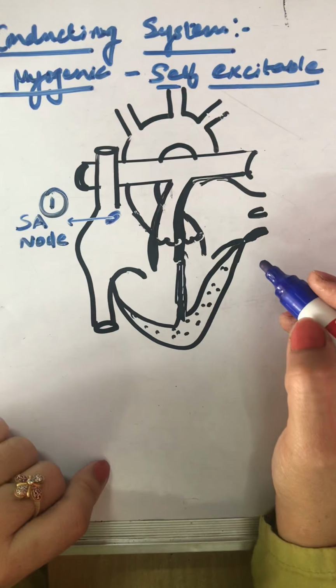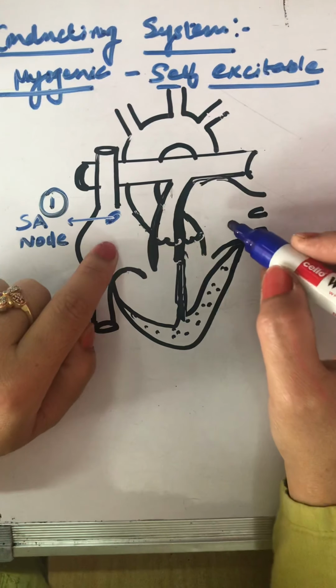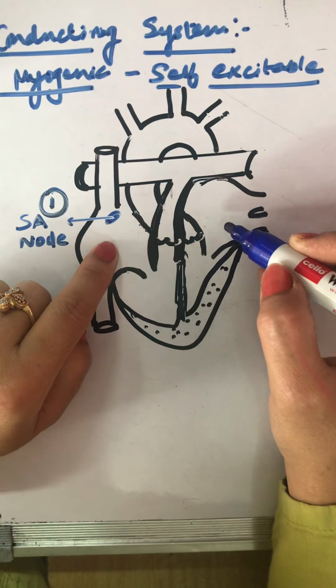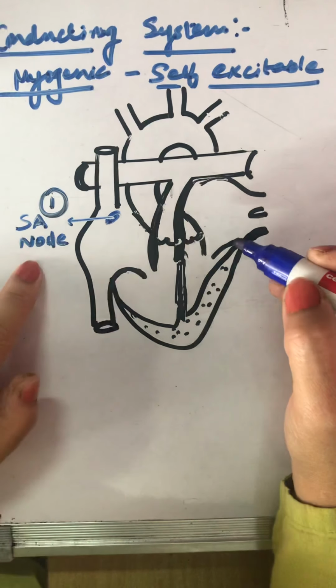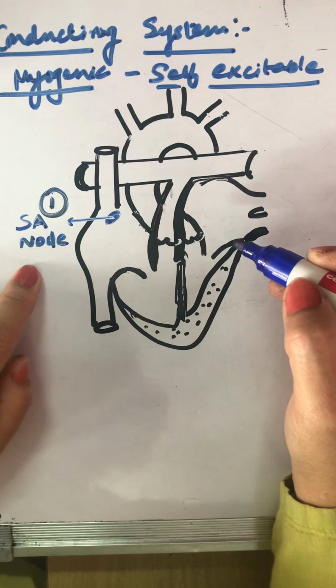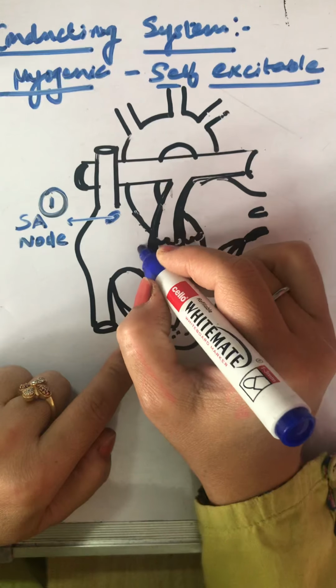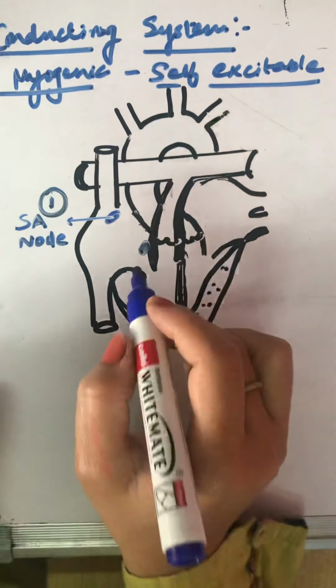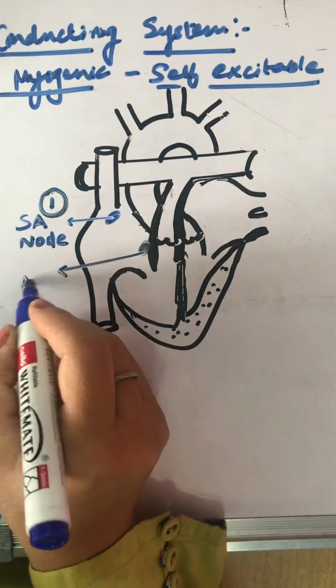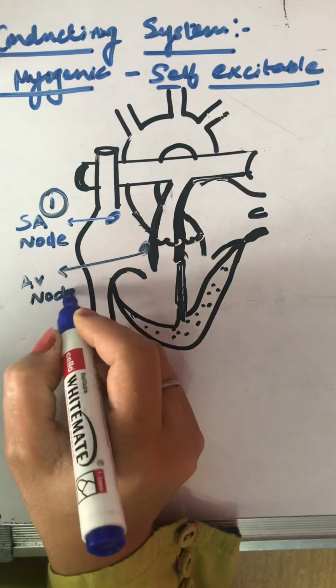And when will it get generated? Whenever the blood flows into the respective atria. So this gets generated and it is conducted to the ventricles through the AV node. Here is located the AV node.